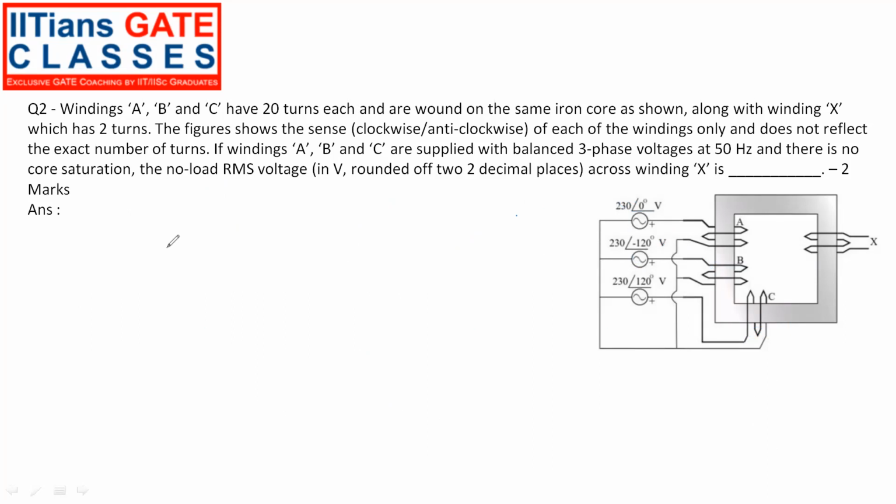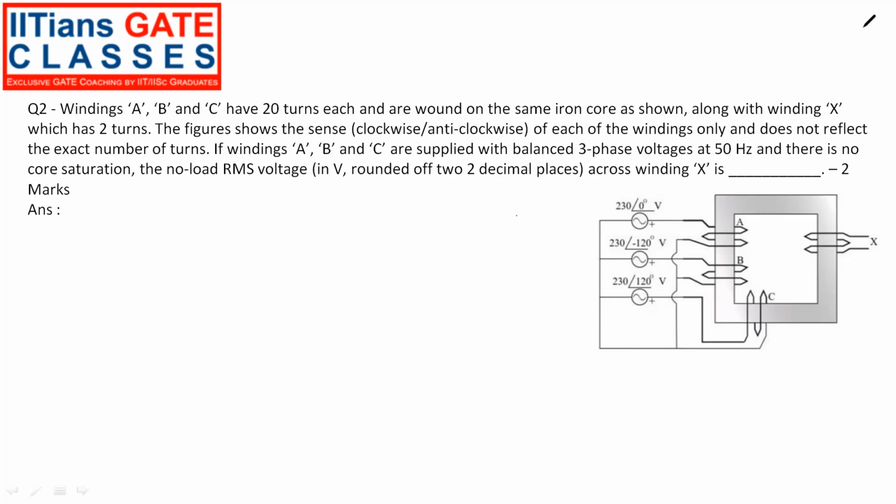The next one is a 2 marks question. It is also from transformers. So what does this question say? Windings A, B and C have 20 turns each and are wound on the same iron core as shown in the figure, along with winding X, which has 2 turns. The figure shows the sense.